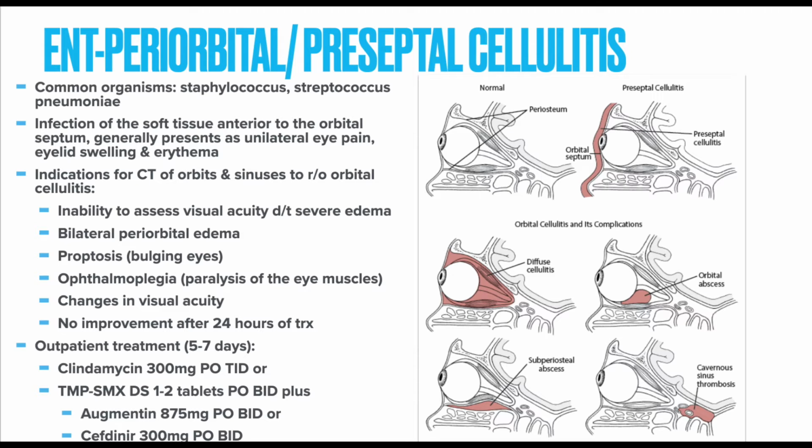Generally, symptoms for this include unilateral eye pain, eyelid swelling, and erythema. Indications for a CT of the orbits and the sinuses to rule out possible orbital cellulitis include inability to assess the patient's visual acuity due to such severe edema, bilateral periorbital edema, proptosis or bulging eyes, ophthalmoplegia, which is paralysis of the eye muscles, changes in visual acuity, or no improvement of symptoms after 24 hours of treatment. If any of these are present in this patient, then CT is definitely indicated.